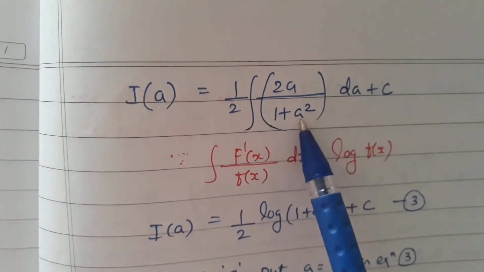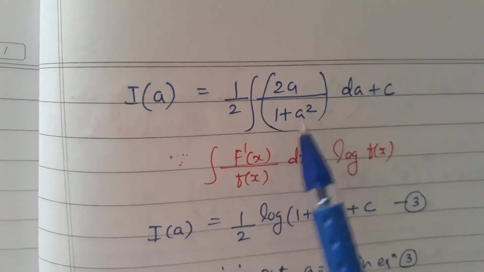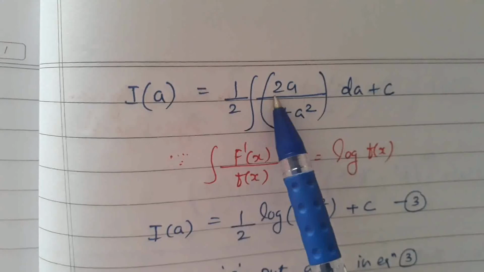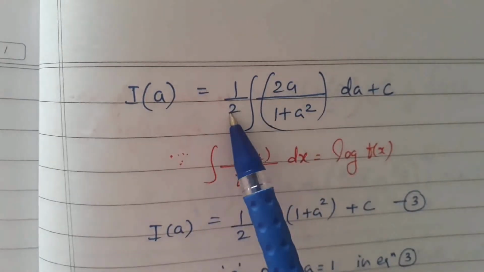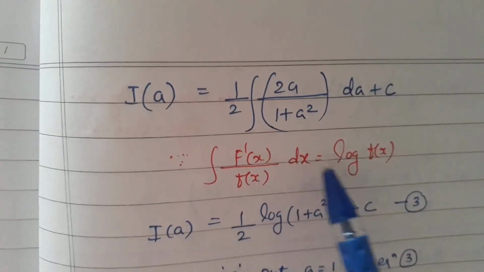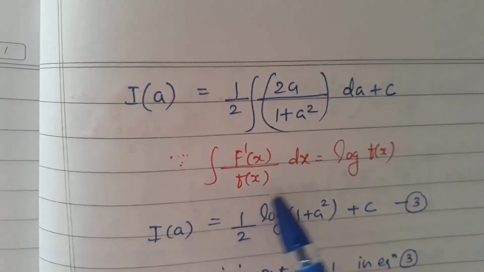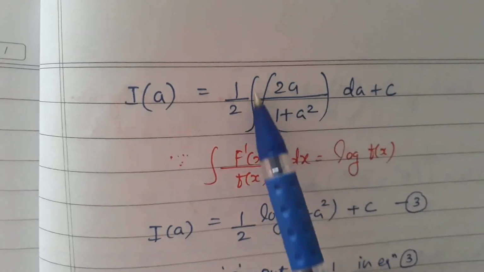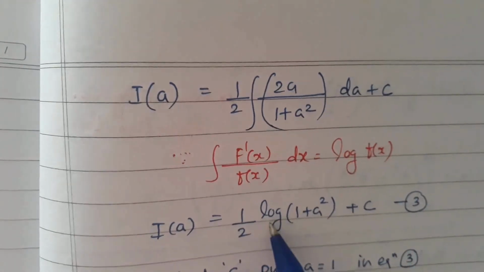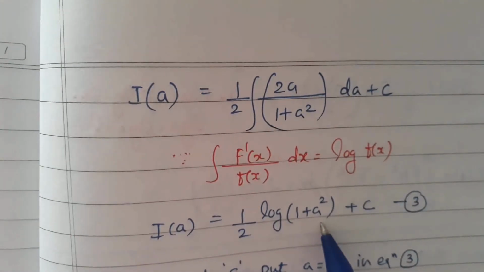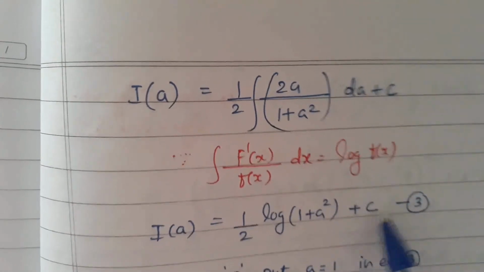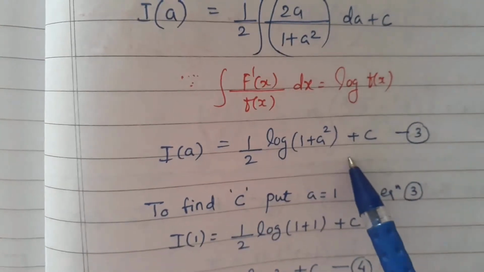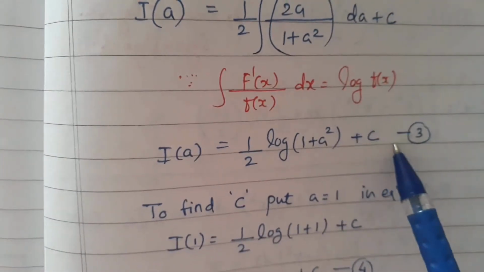1 plus a square is the function in the denominator. To adjust its derivative, we have to multiply by 2 here. So the numerator becomes 2a upon 2. And using this formula, the integral of f dash of x upon f of x dx is equal to log of f of x. The integration of this function is 1 by 2 log of 1 plus a square plus c. Call it equation number 3. But this is not your final answer. We need to find the value of c here.